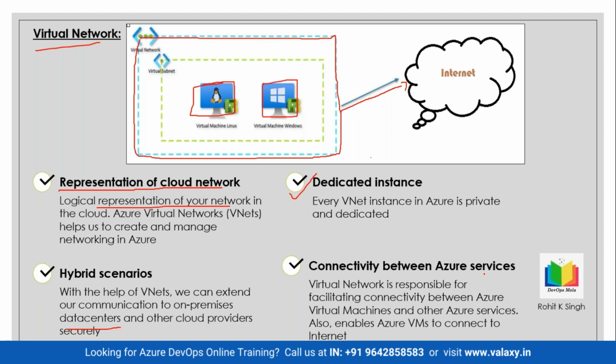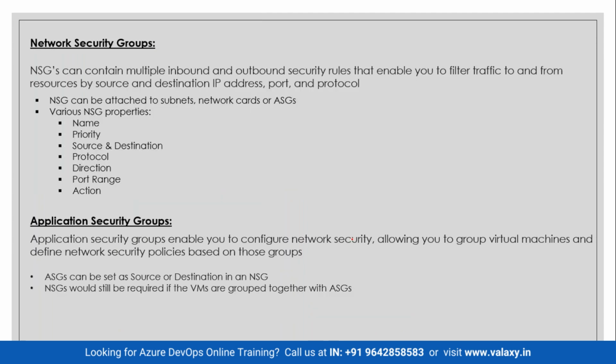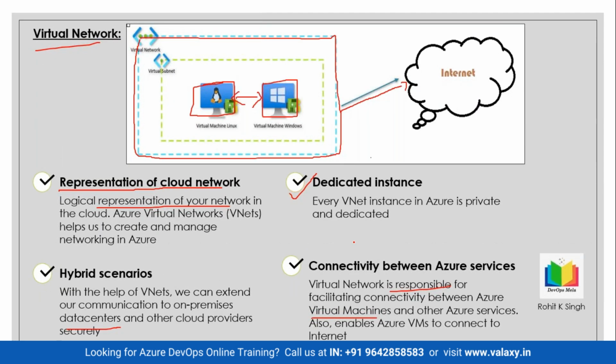Connectivity between Azure services: a virtual network is responsible for facilitating connectivity between two Azure virtual machines. If you want to enable communication between these two, this will happen only because of the virtual network. Or if you want to connect to some other VM, even that is possible. So this is the virtual network for you guys. How do we create a virtual network? Let's go and see the demo.